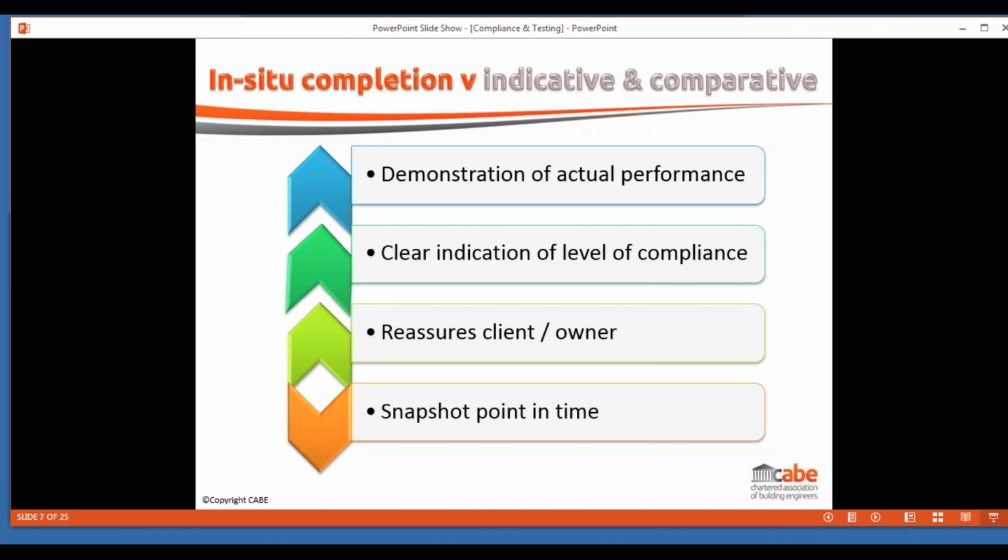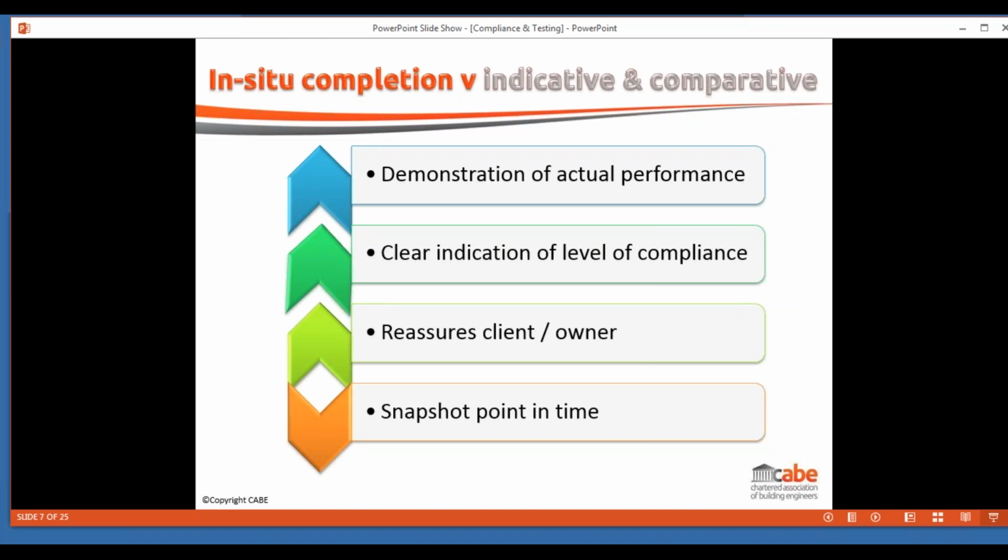But we can also do modeling and testing perhaps in a theoretical way, and we can then do comparative testing between situations, which does not necessarily reflect how things are going to work in practice on a construction site building.